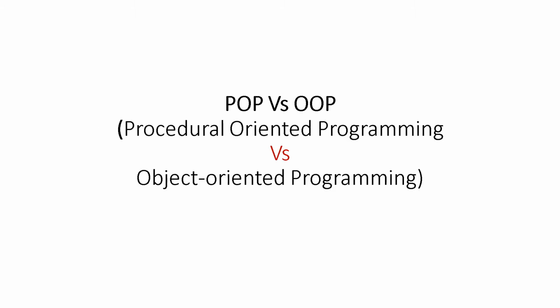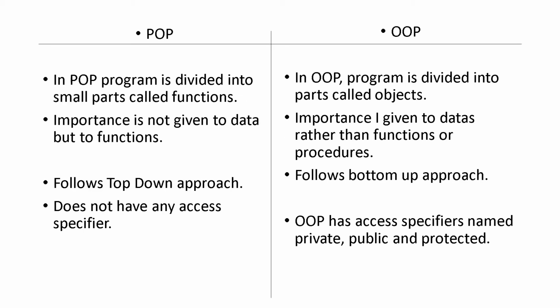First, let's go through POP and OOP. Let's discuss the difference between POP and OOP. POP is procedural oriented programming and OOP is object oriented programming. In POP, the program is divided into functions. And in OOP, it is divided into objects. That is, for POP it is functions and for OOP it is objects.